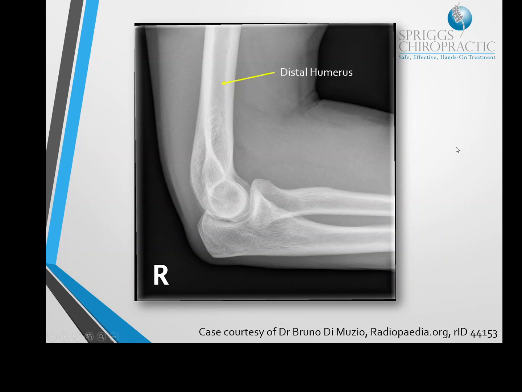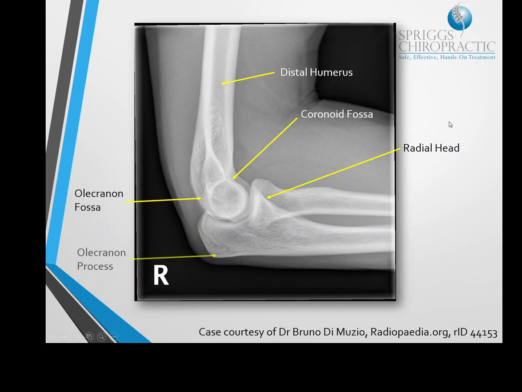So labeling the anatomy again, we've got the distal humerus, we've got the coronoid fossa, we've got the radial head, we've got the olecranon fossa, we've got the olecranon process. The trochlear notch is basically the entire surface just here. Because we know that the proximal ulna articulates with the trochlea, the radial head is articulating with the capitulum, which is just here. So once you really understand the anatomy, it becomes much easier for you to identify these structures.